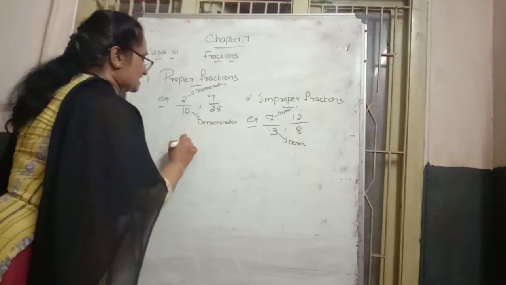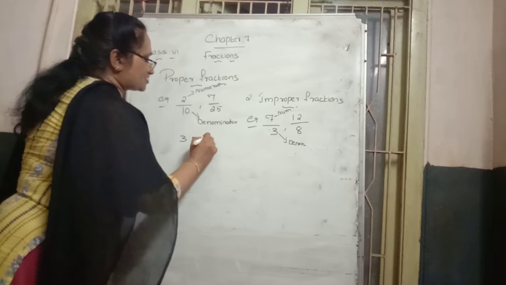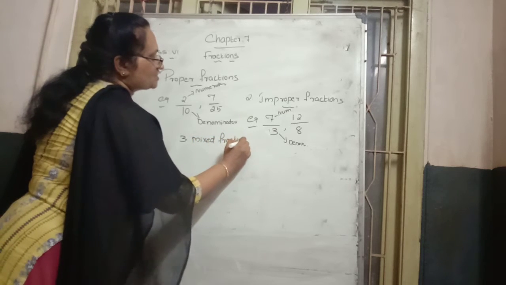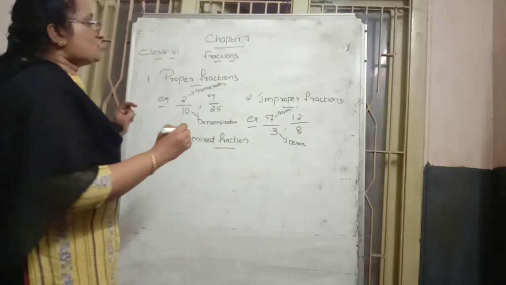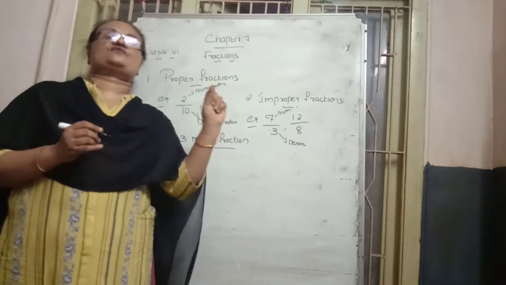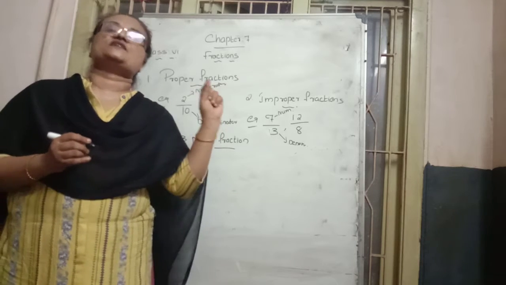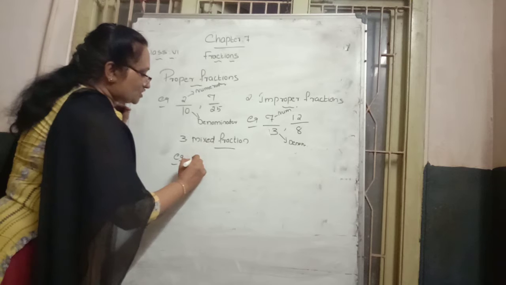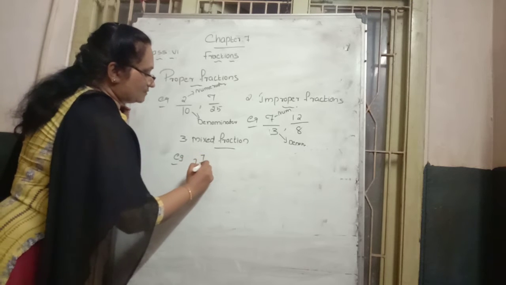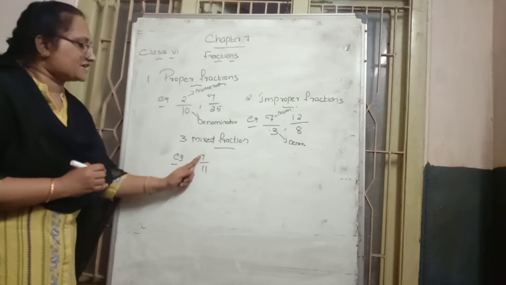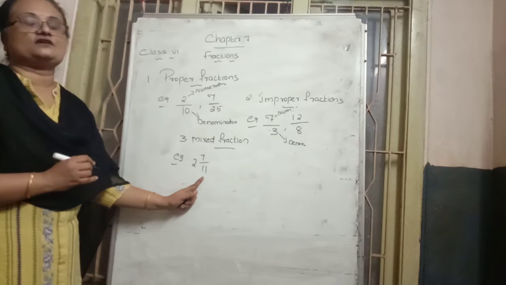The third fraction is named mixed fraction. Mixed fraction is a combination of a whole number and a proper fraction. We call it a mixed fraction. How is it expressed? In this way: 2 and 7 by 11. See, 2 is a whole number, and 7 by 11 is a proper fraction.